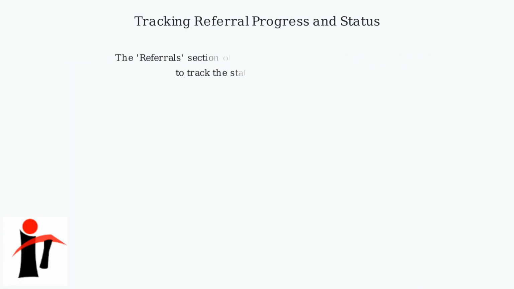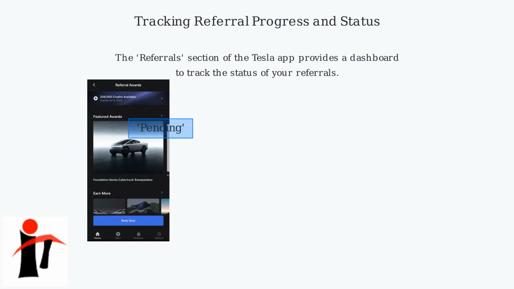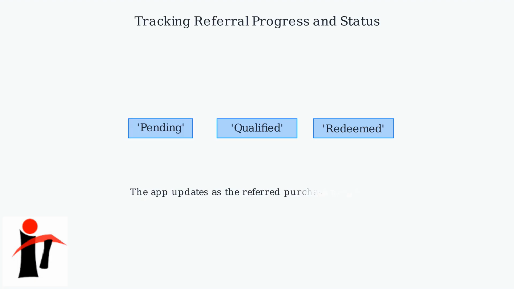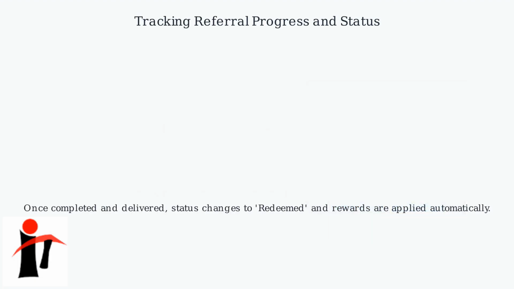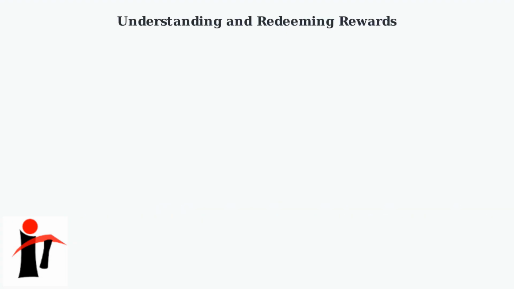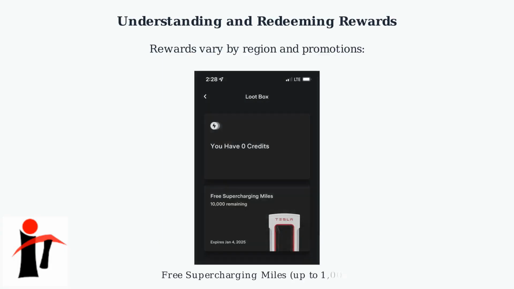The Referrals section of the Tesla app provides a dashboard to track the status of your referrals. You'll see if a referral is pending, qualified, or redeemed. The app updates as the referred purchase progresses. Once a referred purchase is completed and delivered, the status will change to redeemed, and your rewards will be applied automatically. Rewards in Tesla's referral program vary depending on your region and current promotions.